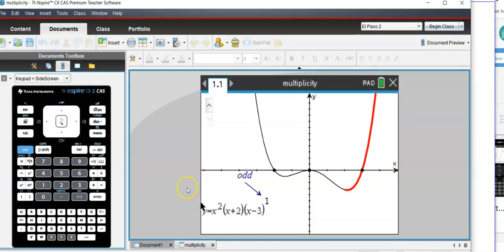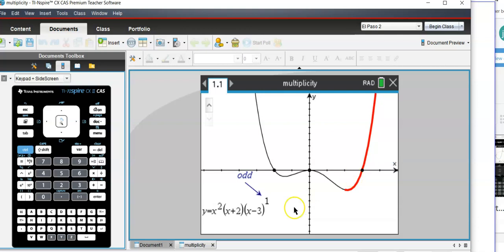So first, let me show it to you, then we'll talk about an example. So here's a polynomial. It's got x squared here, which causes a 0 right there. x plus 2 at x equals negative 2, there's a solution right there on the axis. And then x minus 3, that third factor there, causes a solution right there at x equals 3. And that's the one I'm going to focus on.